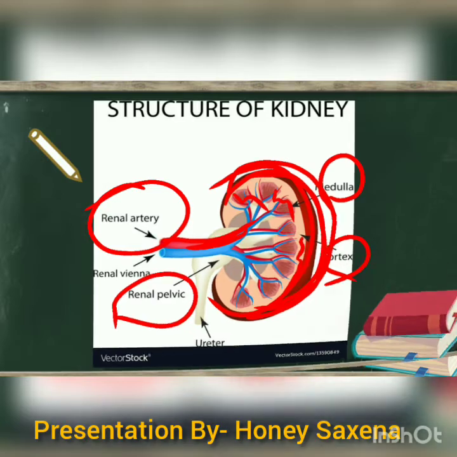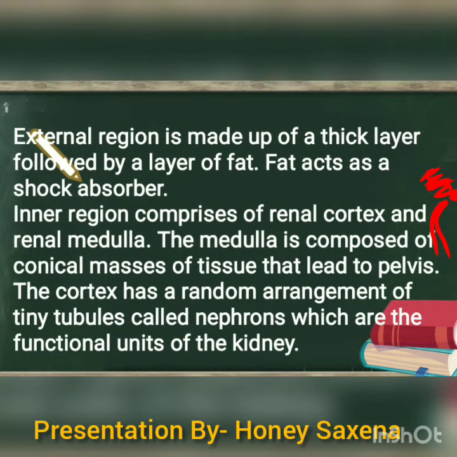Now let's see. External region is made up of a thick layer followed by a layer of fat. Fat acts as a shock absorber, while the inner region comprises renal cortex and renal medulla. The medulla is composed of conical masses of tissue that leads to pelvis. The cortex has a random arrangement of tiny tubules called nephrons, which are the functional unit of the kidney.